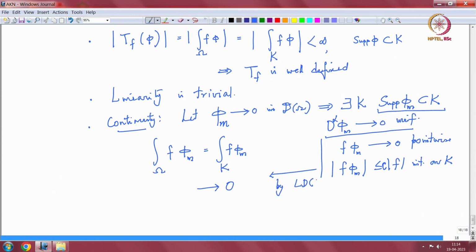So you have phi converges to 0 implies the integral of f phi converges to 0. This is nothing but T_f of phi. So it is a very easy thing. Why I wrote it separately: these are the 3 steps you all the time have to do. Many times it will be easy, or some of the things will be easy, but not all the time.